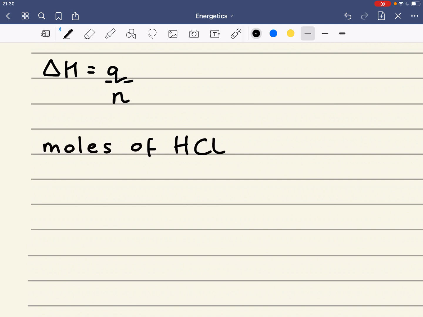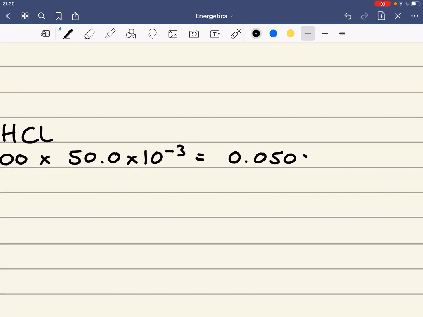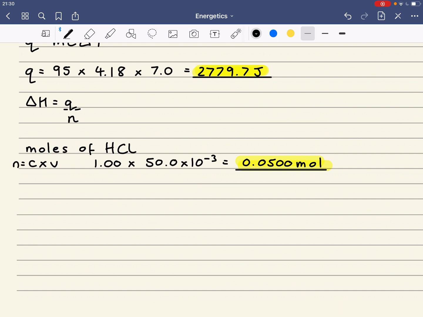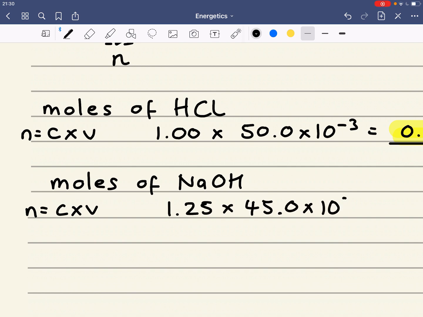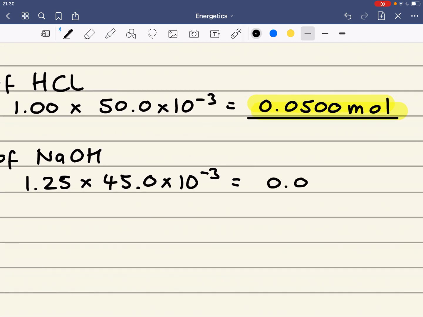Moles of HCl: moles is equal to concentration times volume. We've got 1 times 50 times 10 to the minus 3, and that gives me 0.05 moles of HCl. Moles of NaOH, we work out in the same way. Moles is conc times vol, and it's 1.25 times 45 times 10 to the minus 3. And that gives me 0.05625 moles. So my limiting reagent is my HCl.